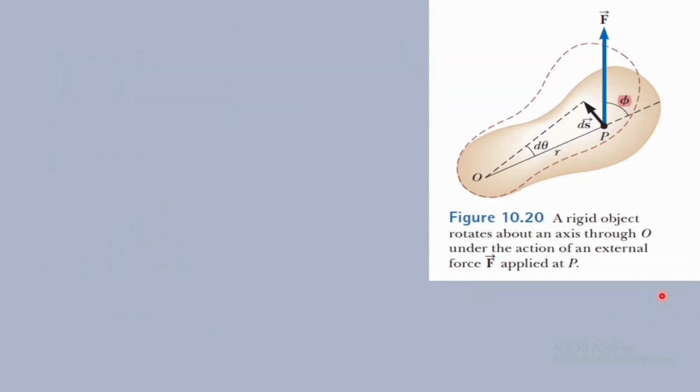Here I have a rigid object that rotates about an axis through the point O under the action of an external force applied at the point B. We know that the work equals F vector dot ds, or the work equals the force times distance, okay? And in this case, that is the force.